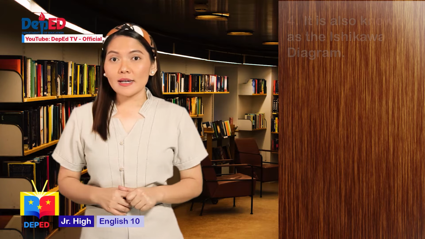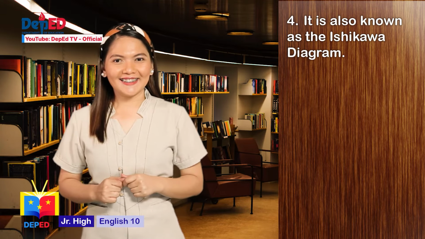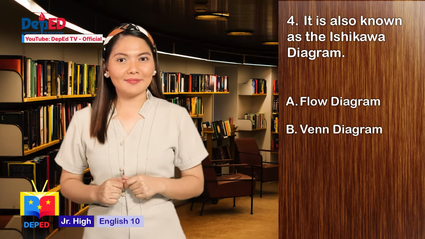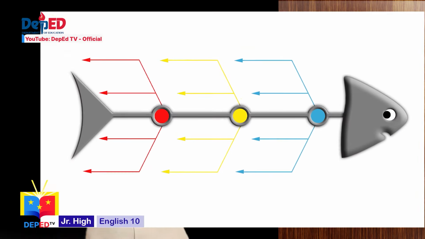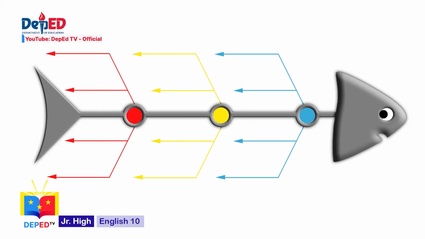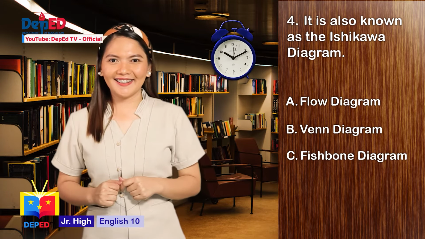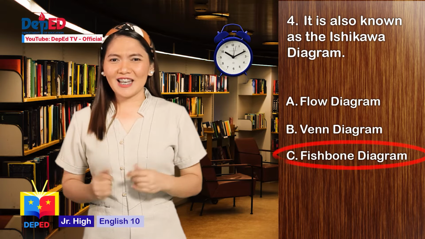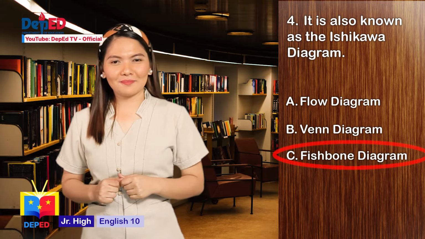Number 4, it is also known as the Ishikawa diagram. Letter A, flow diagram, B, Venn diagram, or letter C, fishbone diagram. Isn't this a piece of cake? Brilliant! It's letter C, fishbone diagram.